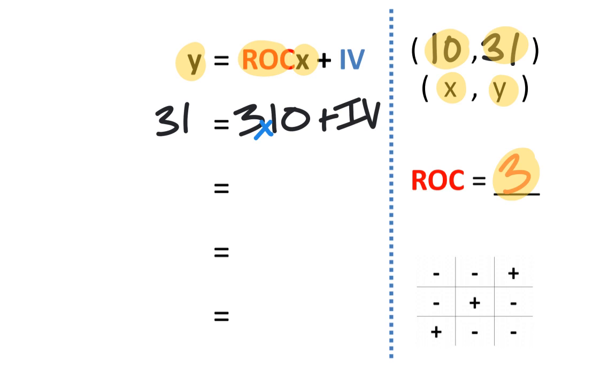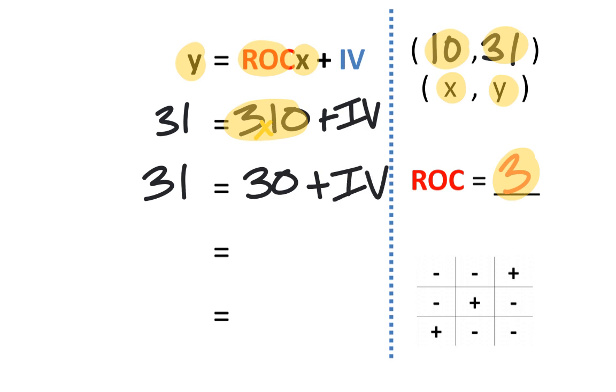In my next line of work, I'm going to simplify 3 times 10. Therefore, the 31 stays the same. 3 times 10 is 30, and the initial value stays in the same spot. At this point, I want you to look for like terms. You'll notice that 31 and 30 are both like terms. Like terms like to be together, which means you can move the 31 over to be with the 30, or you can move the 30 over to be with the 31. I'm going to move the 30 over to be with the 31.